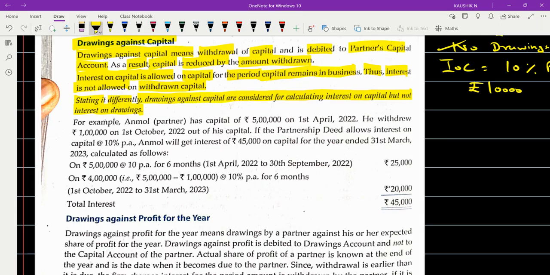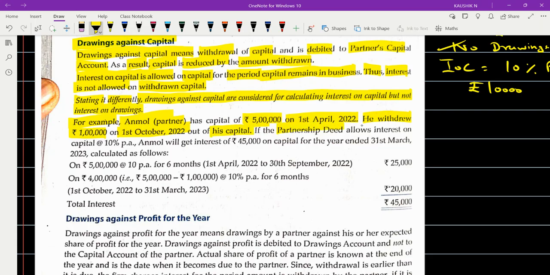True. Okay, that's true. Right. Now they've given an example. For example, a partner called Anmol has a capital of rupees 5 lakhs on 1st April 22. He withdrew rupees 1 lakh on 1st October 22 out of his capital.